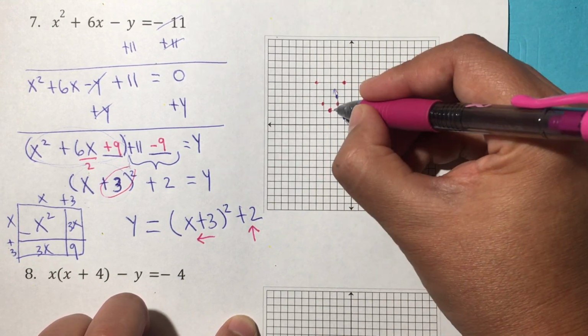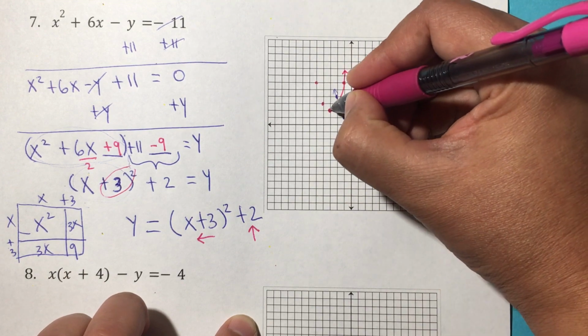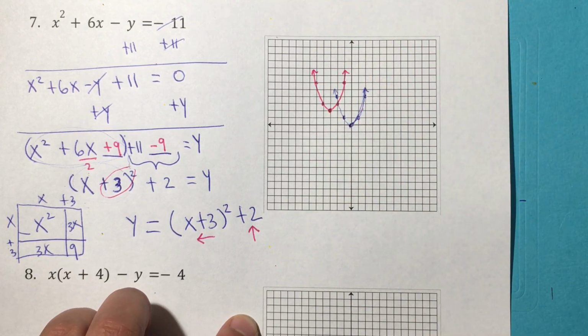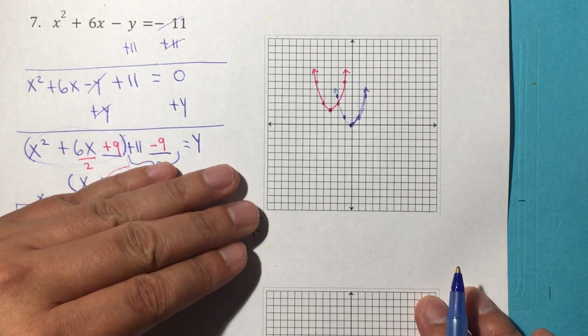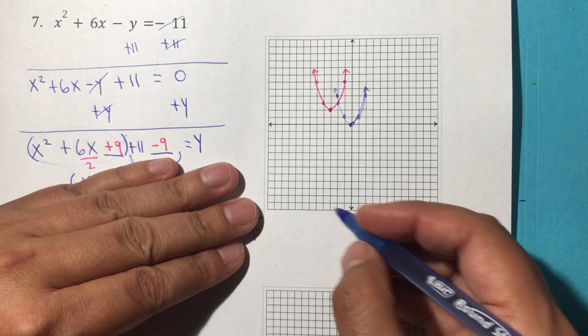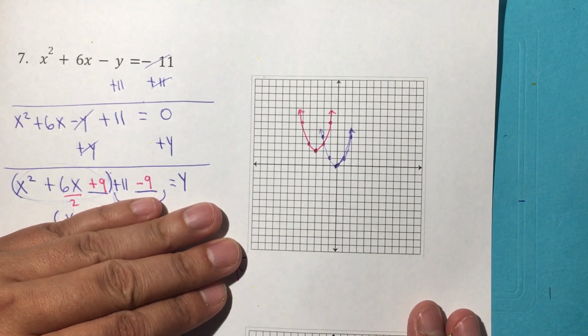2 and 4 right there. And that's my new transformation, or my new graph. Okay, so let me show you just this part right here. I'll bring it over here.